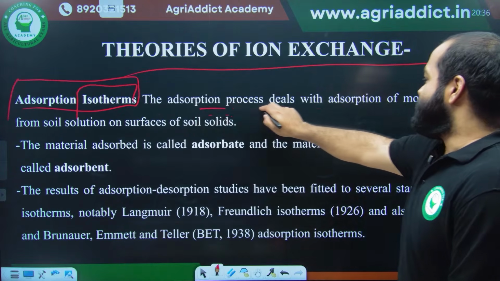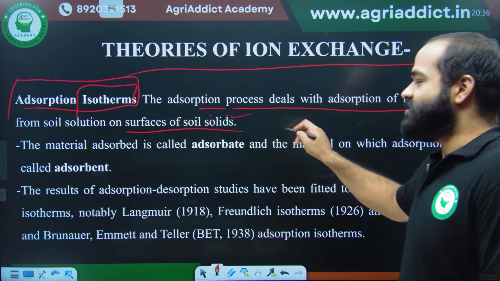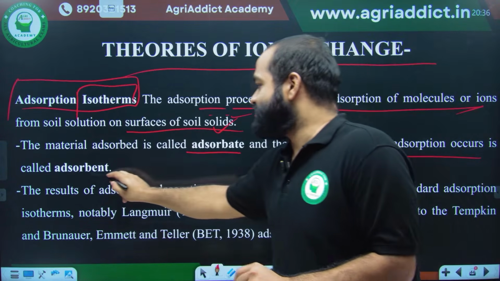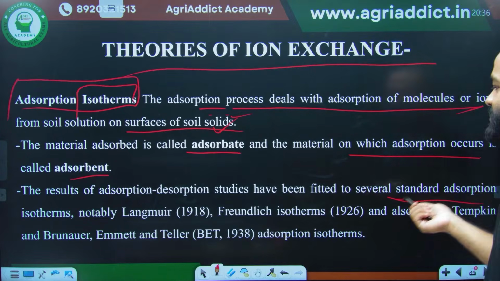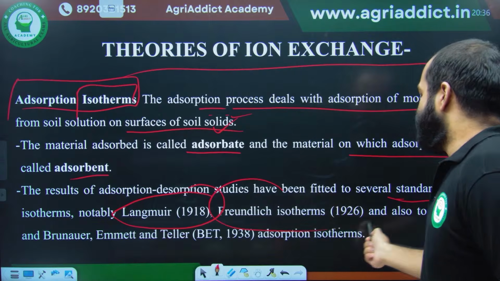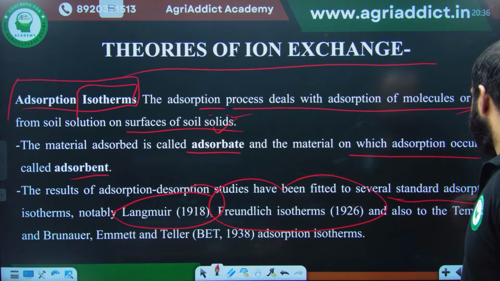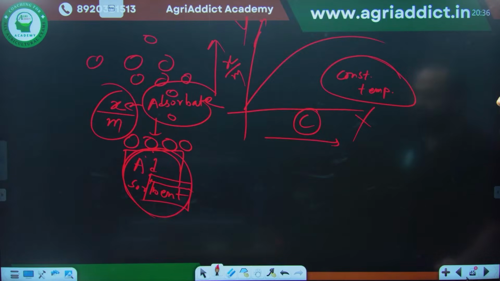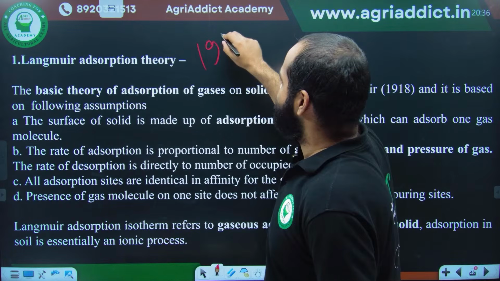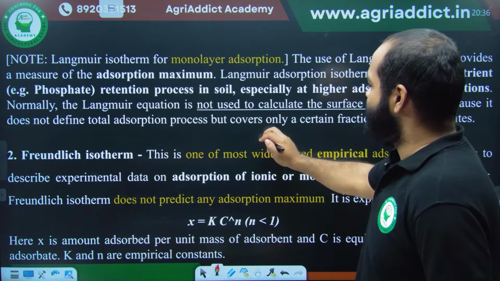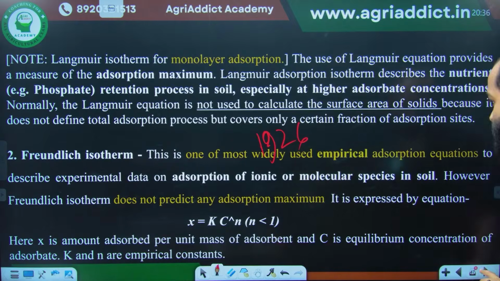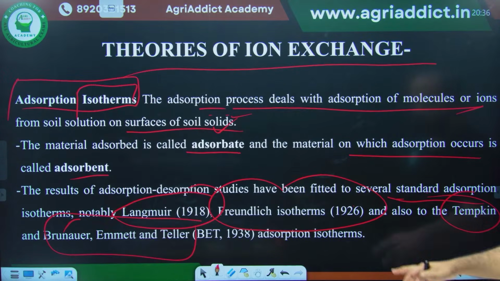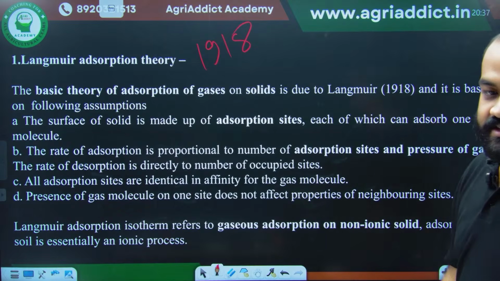All right. So the adsorption process deals with adsorption of molecules from soil solution on surface of soil solid. हमारा soil science में adsorption पढ़ने का यही मकसद है. There is no other मकसद. The material adsorbed is adsorbate and the material on which adsorption occurs is adsorbent. The results have been fitted to several standard adsorption isotherms, जिनमें से notable है Langmuir, Freundlich and Temkin and then finally BET. All these isotherms you have to remember the year. जितना भी खराब लगे you have to remember the year. Langmuir 1918. All right. Then Freundlich 1926 and then BET is 1938. It is written here, but ये year भी याद रहना चाहिए. These years are very important.